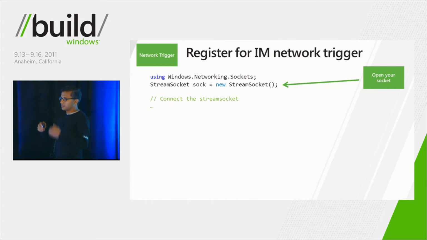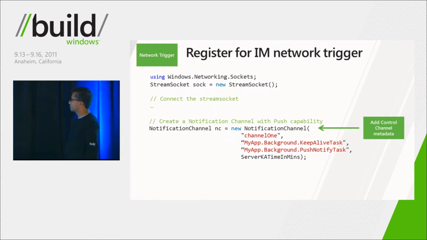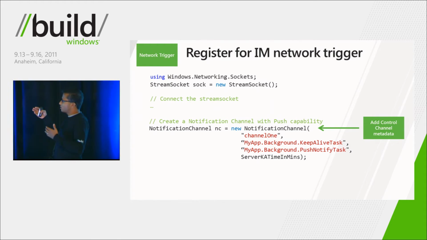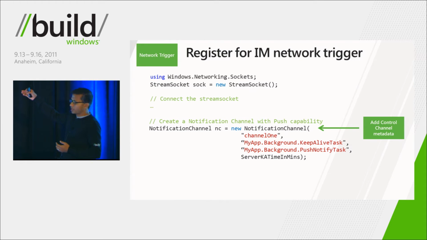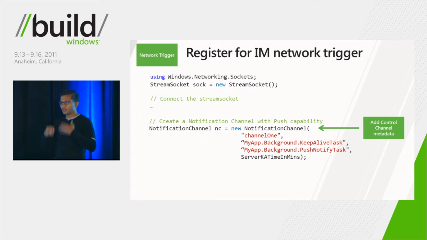The next thing, this is the new part where you register for the trigger. So you create a notification channel. This is a notification channel that you're creating as part of the RTC trigger. This is the network trigger API that we're talking about, as you can see in the box on the top left corner. So this notification channel object is part of the same Windows networking sockets namespace. And in that, you see 4 parameters. You see a channel 1, which is a friendly name, telling the OS that, hey, this is my notification channel, so here you go.